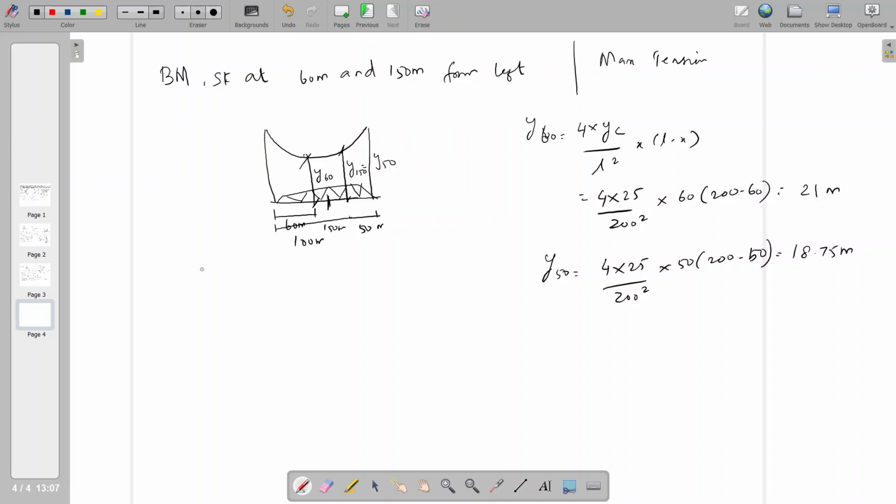You please check the answers, and it is very simple to form a bending moment equation at this section with the available reactions VA dash and H1. So the bending moment equation is VA dash into 60 minus H1 into y at 60.